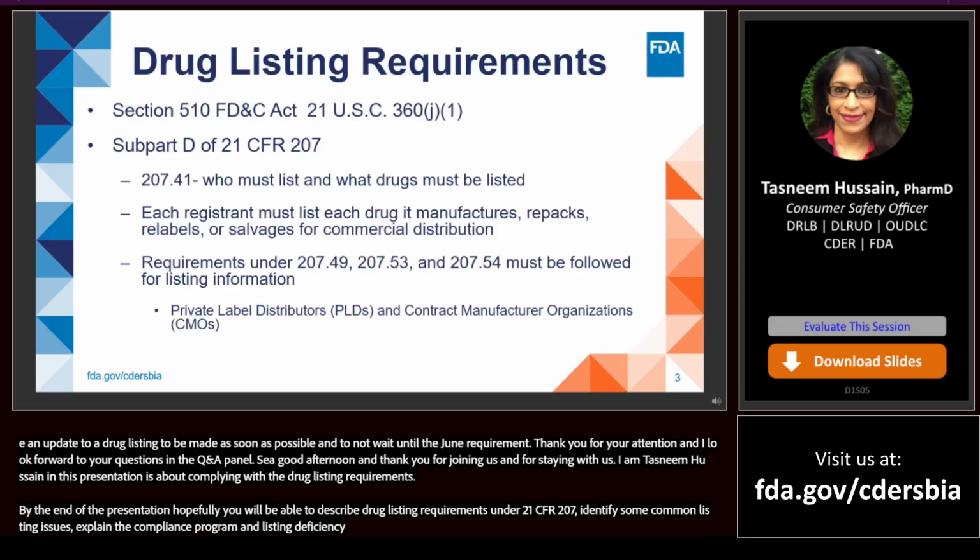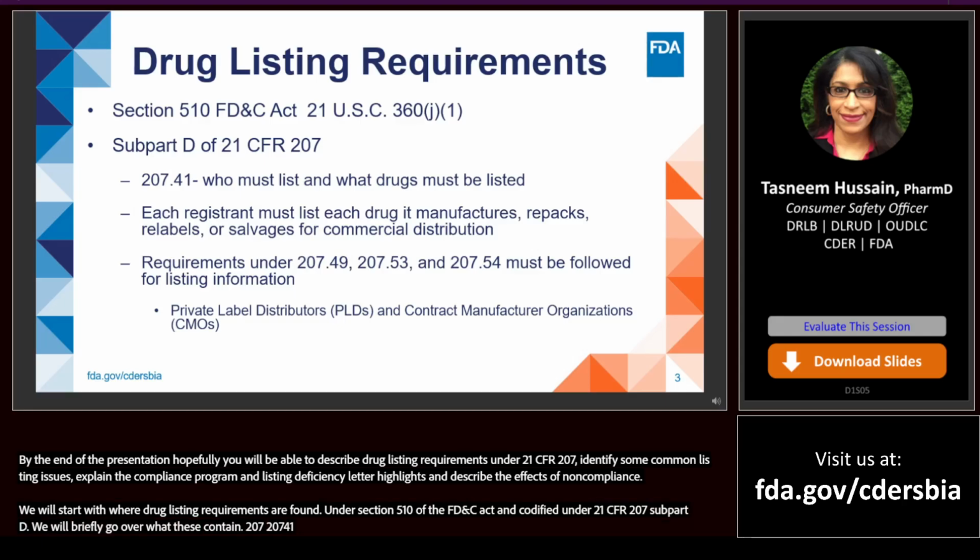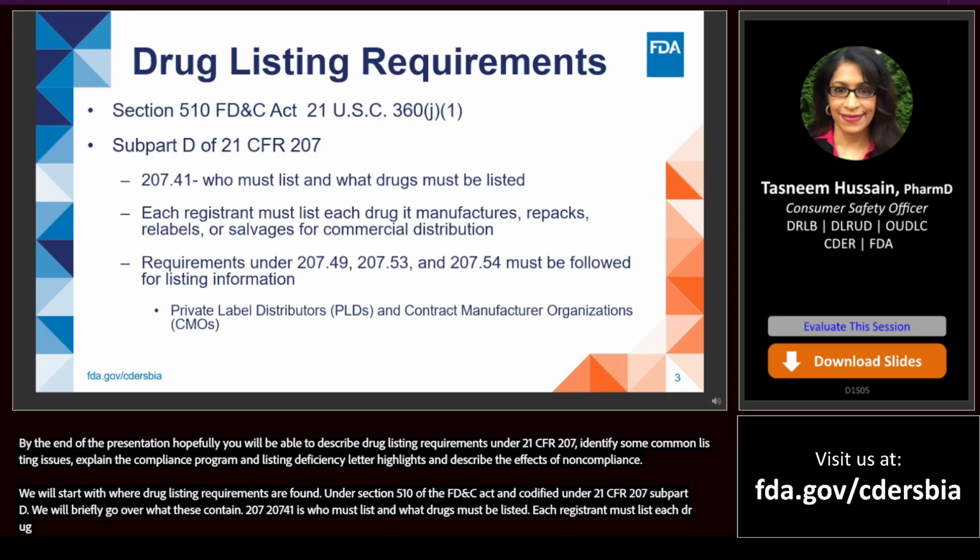So we will start with where drug listing requirements are found. They are found under Section 510 of the FD&C Act and codified under 21 CFR Part 207, Subpart D. We will briefly go over what these sections contain. 207.41 includes who must list and what drugs must be listed. So each registrant must list each drug that it manufactures, repacks, relabels, or salvages for commercial distribution. Remember that registrants are required to follow the requirements under 207.49, 207.53, 207.54, depending on the activity that they engage in.